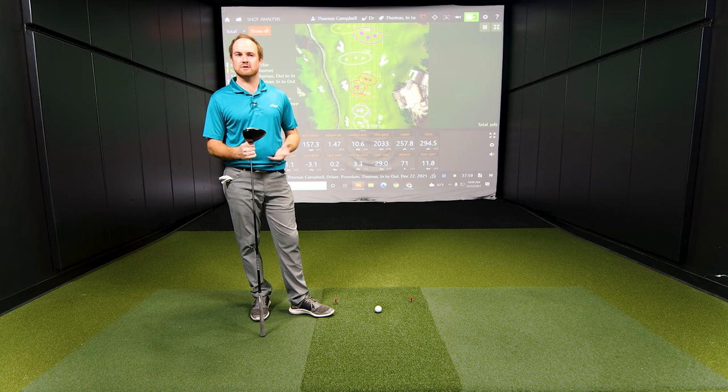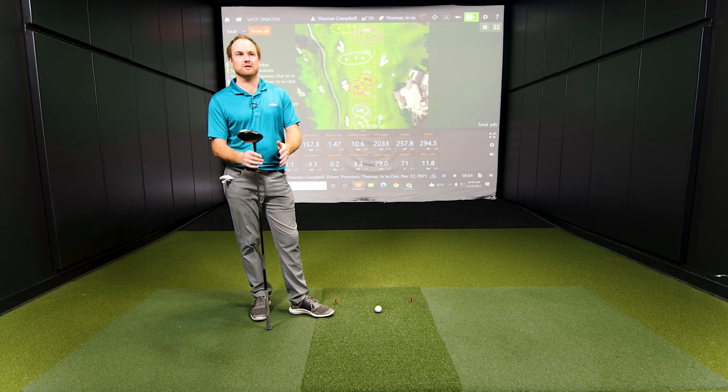When it comes to wedges, same thing. We're working on the right bounce, trying to figure out what bounce the golfer needs based on how steep they swing at that club or how shallow they swing at that golf club.